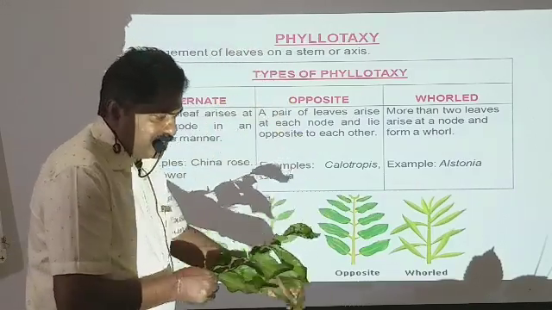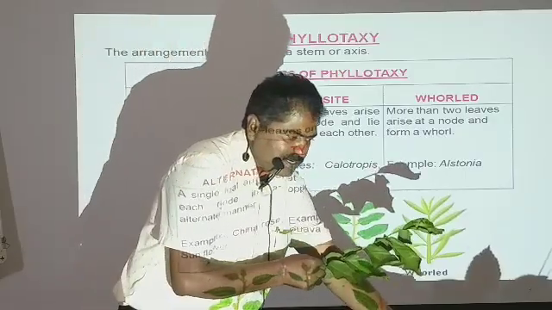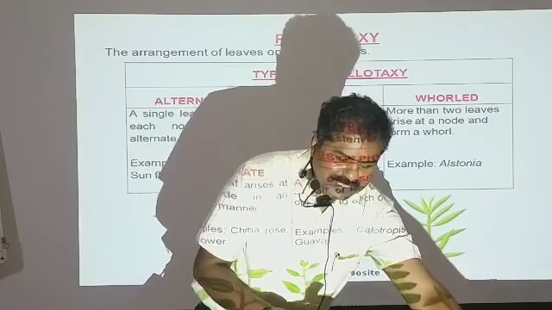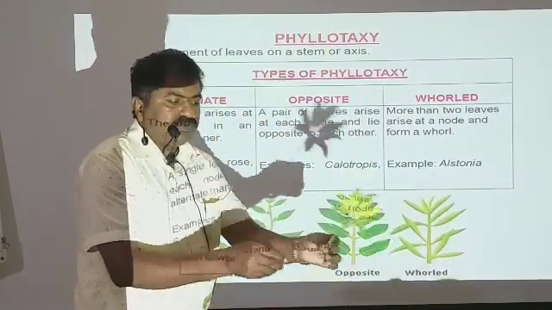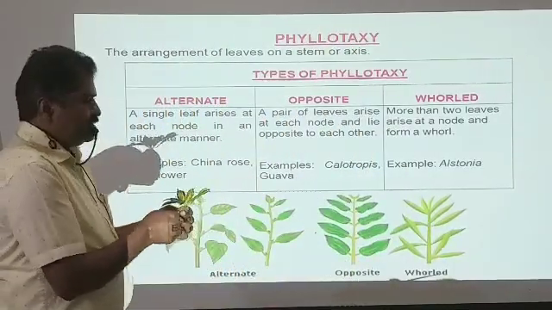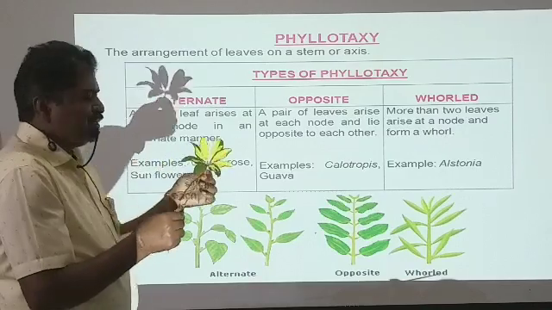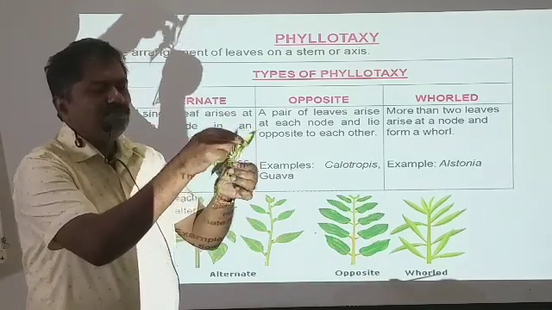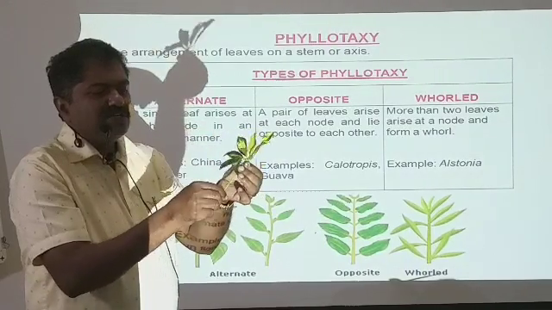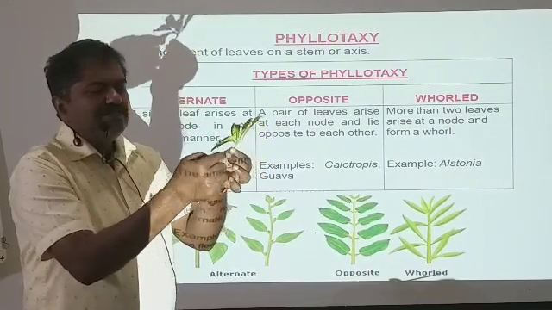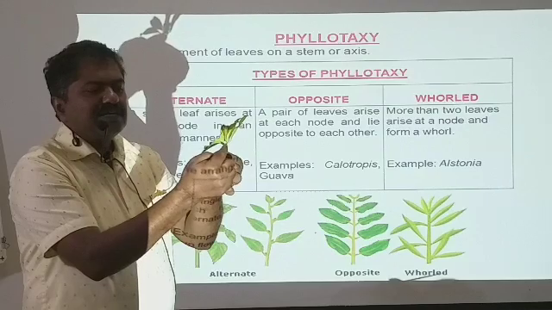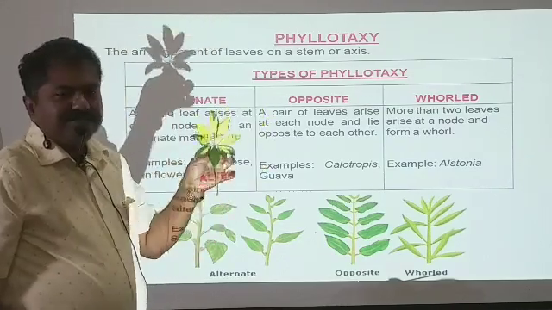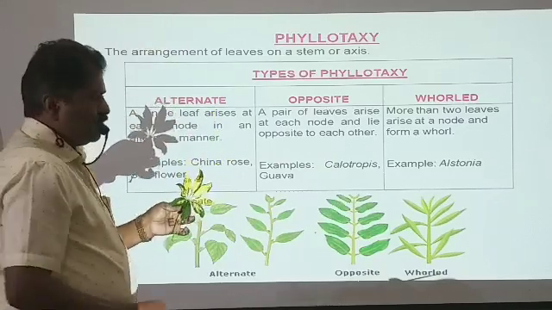And another type of phyllotaxy we call the whorled phyllotaxy. This is the whorled phyllotaxy. Here you see more than two leaves. You see 1, 2, 3, 4, 5, 6, 7, 8 like this. So more than two leaves arranged at this single point, a single node, is called the whorled phyllotaxy.